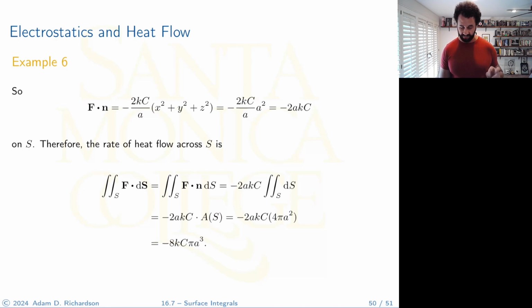So then what is the rate of heat flow? We're going to compute our surface integral like so. Luckily, this is a very easy one, because computing this integral is just going to give us the surface area of whatever the surface is. So it's this value times the surface area. The surface area of a sphere is 4 pi r squared. In this case, r is a. So we get 4 pi a squared. Combine like factors, and you get that. There it is. So that is the rate of heat flow across the sphere.